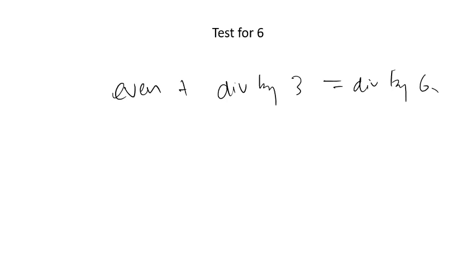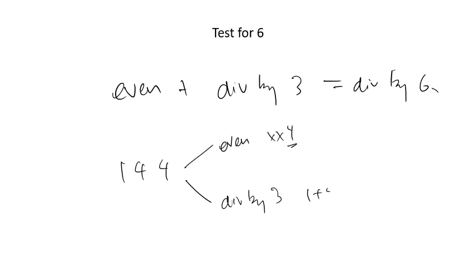If we take a number like our 144, which we saw already, so we know this is even because it ends in a 4. And we know it's divisible by 3 because the digits add to 9. So if it's divisible by 2 and by 3, then it's divisible by 6. So 6 goes into 144 2 times, 12, 24. There we go. So we know that this is divisible by 6.